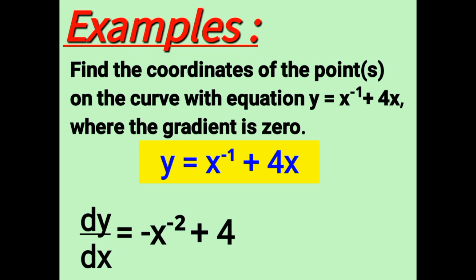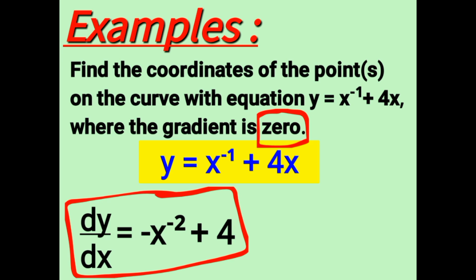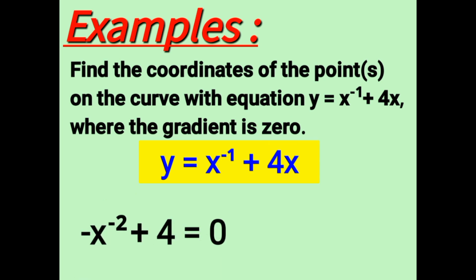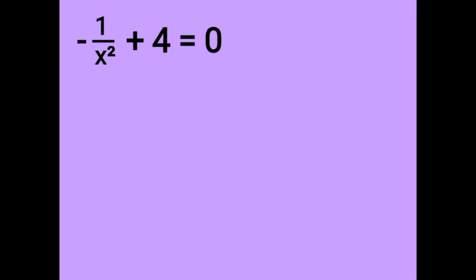Now, we know the gradient function or derivative can be used to find the gradient of the curve for any value of x. Here, since we know the gradient is 0, we can put the gradient function equal to 0 and then solve the resulting equation to obtain the x-coordinate of the point where the gradient is 0. So, setting the gradient function equal to 0, minus x to the power minus 2 plus 4 equals 0. Minus x to the power minus 2 can be written as minus 1 over x to the power 2. Then minus 1 over x squared plus 4 equals 0. Now solving this equation gives us 1 over x squared equals 4.